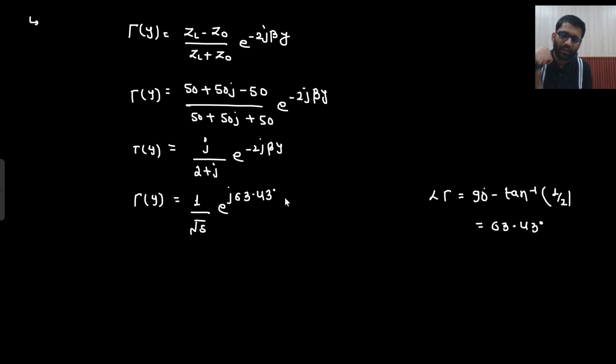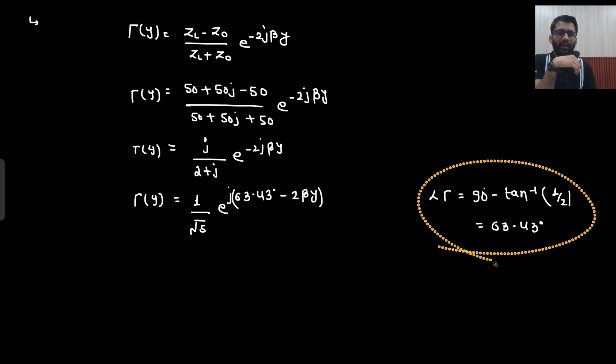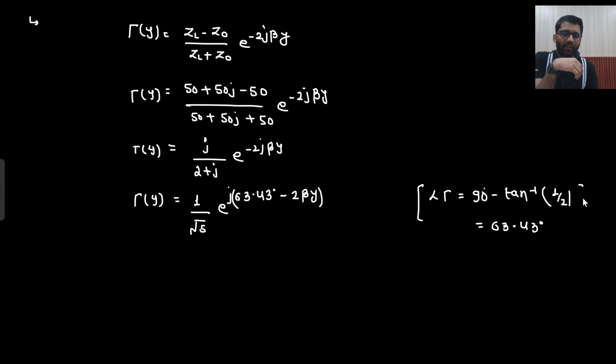And certainly there is another thing, that is minus 2 beta y. So in the e to the power j, these many terms are there. So this is your gamma y. Is that fine to you? Gamma y is this. Now at different points I need to find it out. So first I am finding at y equals to 0. So what you are getting? 1 by under root 5 e to the power j 63.43.